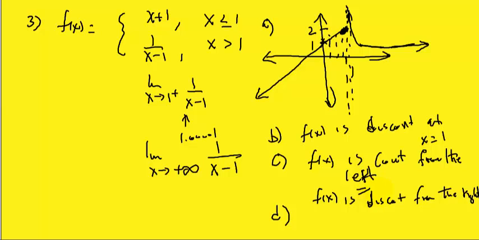It is non-removable, but they were more specific here. They said removable discontinuity, jump discontinuity, infinite discontinuity. Why is it infinite discontinuity? Because it's going to what? Infinity.